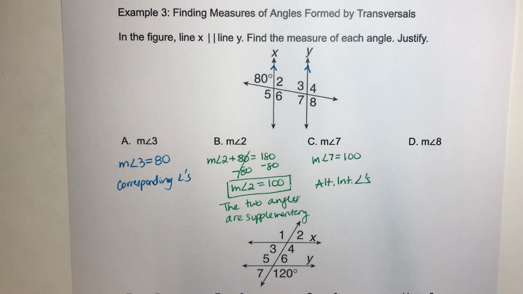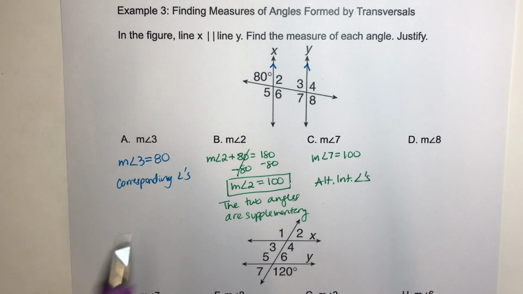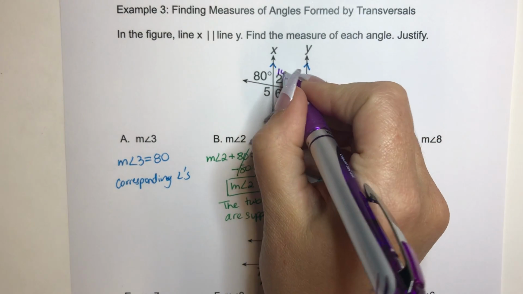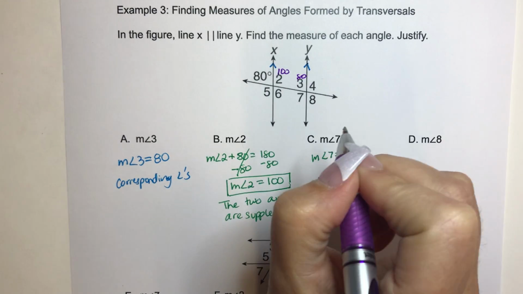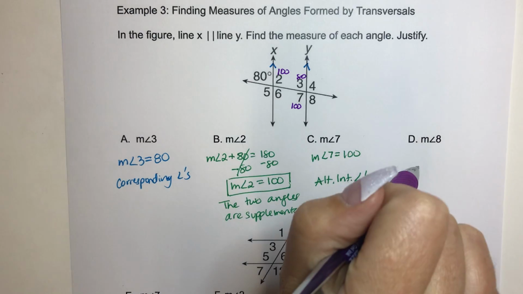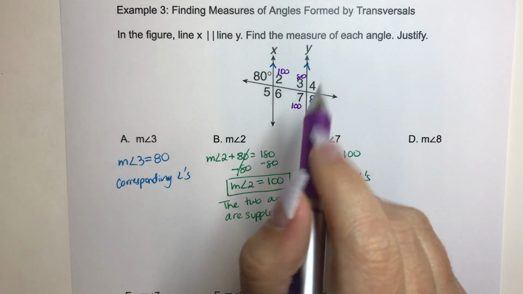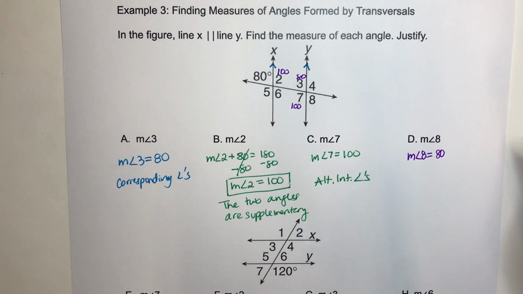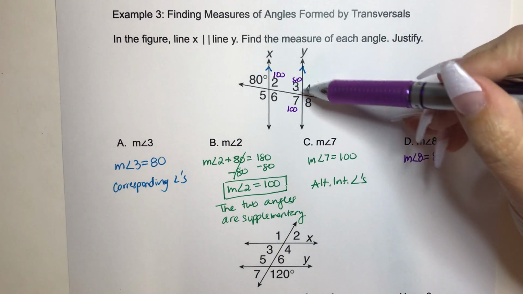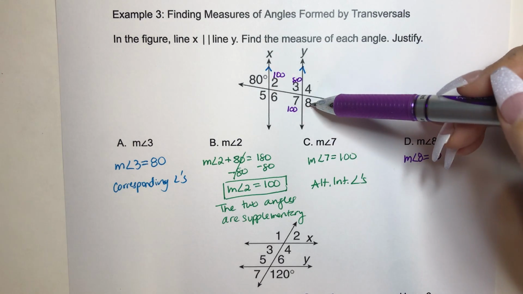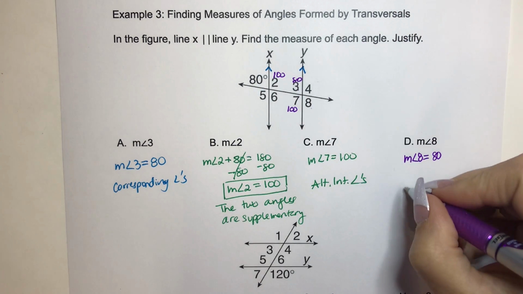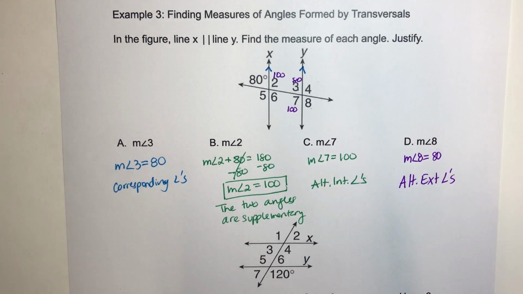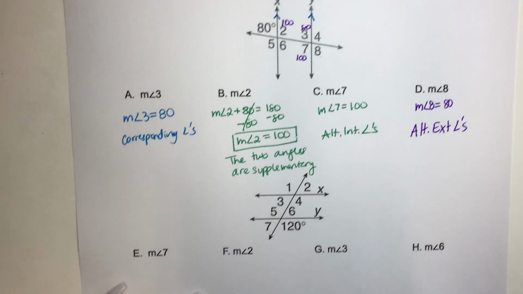All right. And then lastly, let's look at the measure of angle 8. So what do we know so far? We know that the measure of angle 3 is 80. We know the measure of angle 2 is 100. We know the measure of angle 7 is 100. And they want us to find the measure of angle 8. So what do you think? The measure of angle 8 is definitely 80 degrees. Now why? Well, there could be two things. You could go vertical angles here, or you could go alternate exterior angles here. And I think I'm going to go alternate exterior angles. So alternate exterior angles, that is the reason. All right, perfect. Let's go ahead and move on to the next example here.